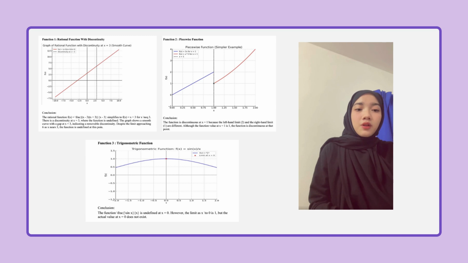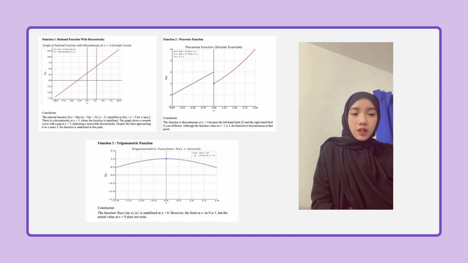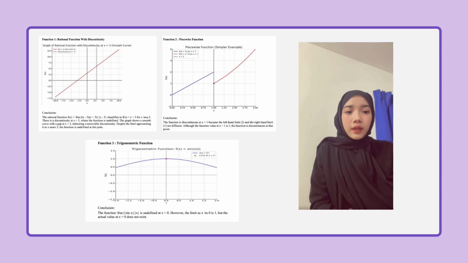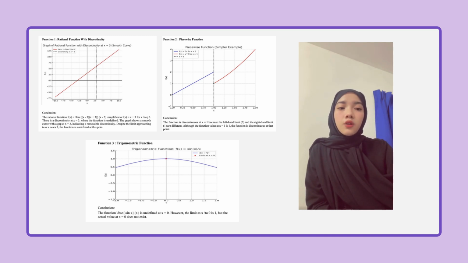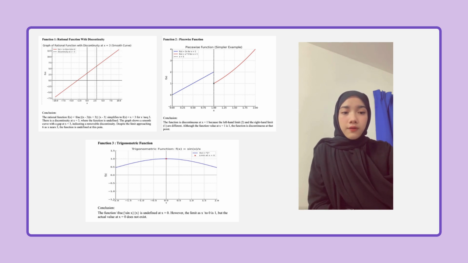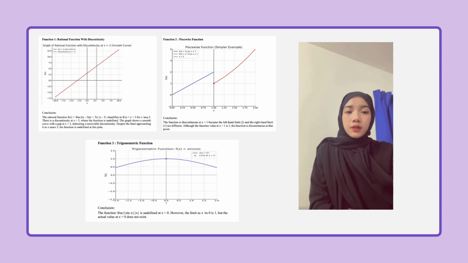The first, we consider the rational function f of x equal open bracket x minus 3 close bracket times open bracket x plus 3 close bracket over x minus 3. This function simplifies to f of x equals x plus 3 for x not equal to 3. However, there is a discontinuity at x equals 3 where the function is undefined.